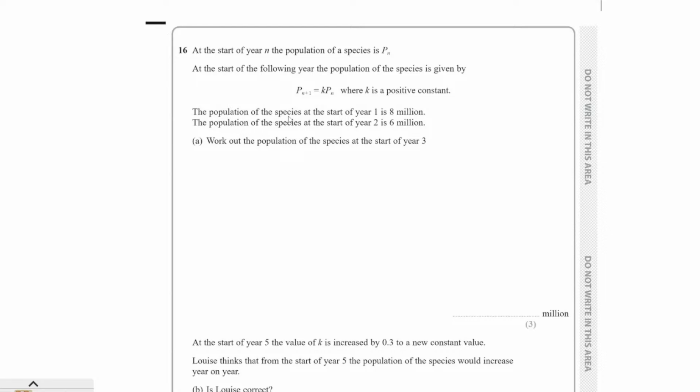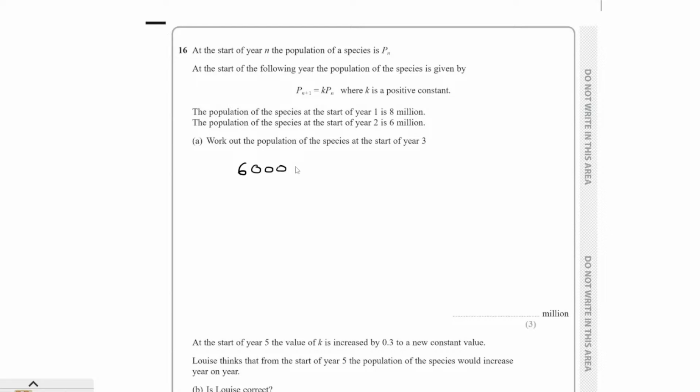The population of the species at the start of year 1 is 8 million, and then the population of the species at the start of year 2 is 6 million. We have to work out the population of the species at the start of year 3. Now that entails me working out what k is. And I can work out what k is because I've been given year 1 and year 2. So I can create that equation, can't I? So that Pn plus 1 is the following year, so that's the 6 million, isn't it?